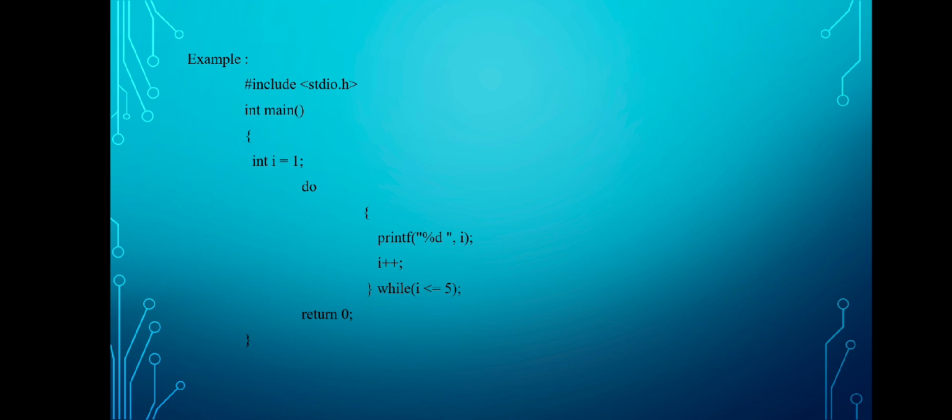Next is printing the statement i. Okay, the condition is true. Next step, the value of i is incremented. After that, the condition is checked at the end: while i is less than or equal to 5. We first have to increment, and after the end of the statement we have to check the condition. This is the do while loop.